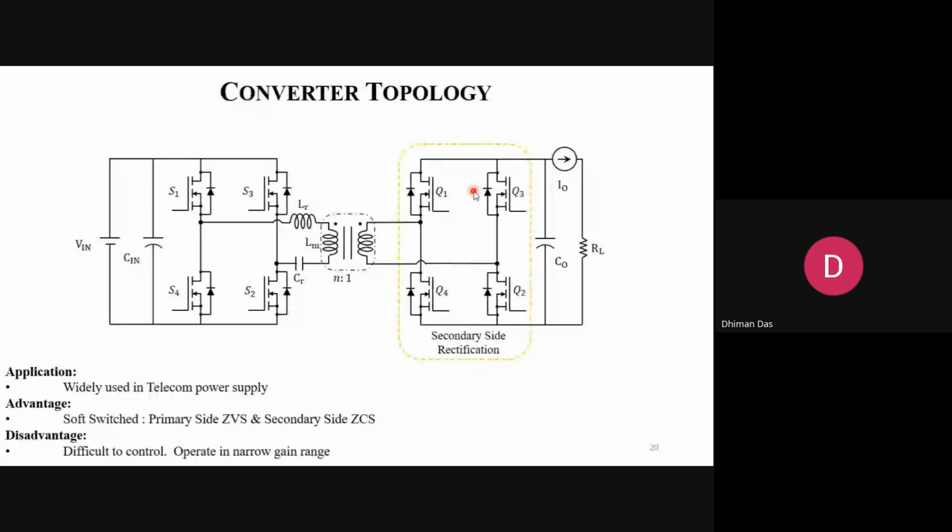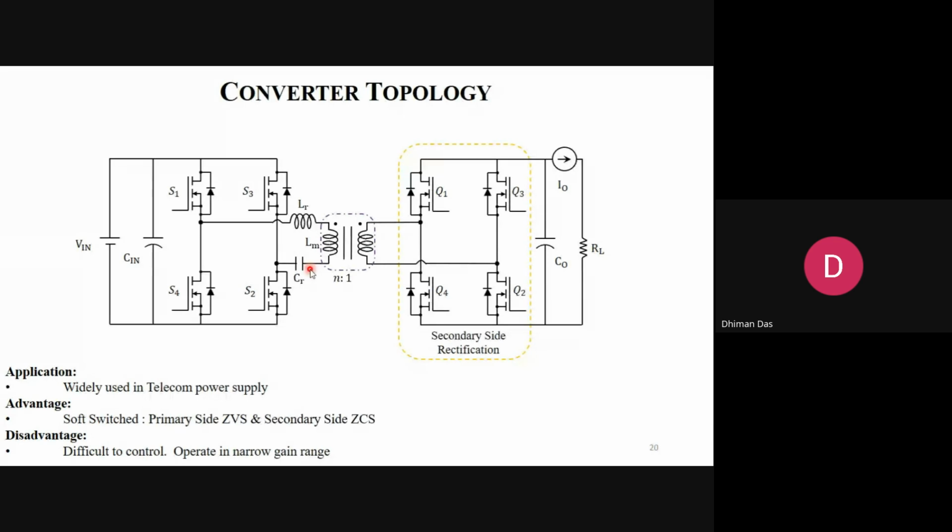Okay, so now this is another very popular topology, which is called the LLC resonant converter. See, this is a resonant element L, and this is a resonant element C, and this is the magnetization inductance of the transformer.